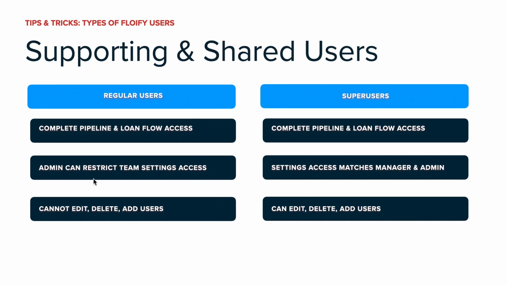But for regular users, the company admin can actually restrict the access that they have to the team settings. So let's say that I've gone in and I'm a manager and I've set up my logo. If I want to make sure that my supporting user cannot change my logo, I can go into the company dashboard and actually restrict their access there. The settings for super users, though, will always match the manager and the admin. So there's no way to change the access there.